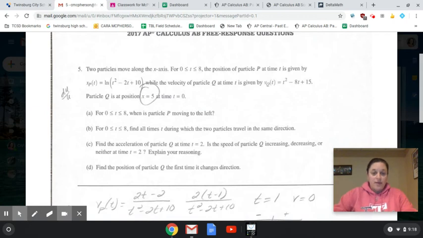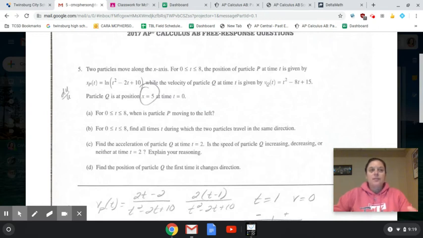So here's what we have. We have two particles, P and Q. For P, we have a position function. Anytime they want to talk about position, they're probably going to use the letter X to represent position. And then for Q, they give us the velocity equation. They also tell us an initial position for Q. So part A wants to know when the particle is moving left.